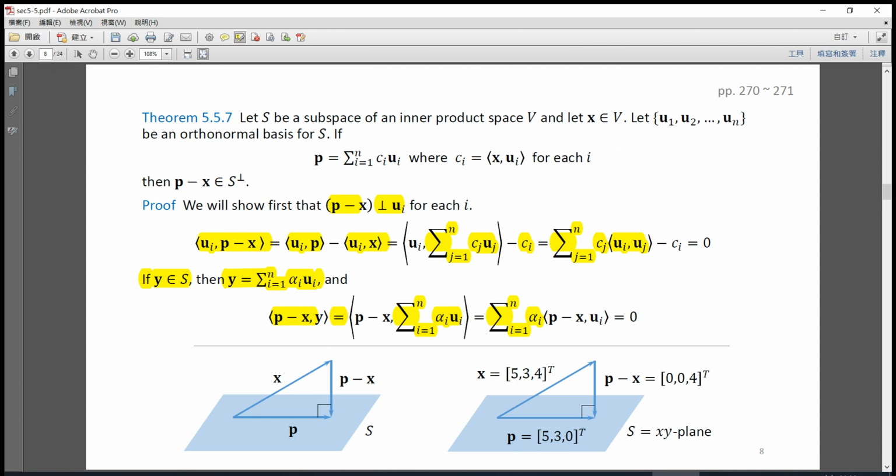So we have the summation of alpha i times the inner product of P minus X and Ui. Because we have proved that the inner product of P minus X and Ui equals 0 for each i, the summation equals 0, and therefore P minus X is orthogonal to Y, where Y is any vector in the subspace S, and therefore P minus X belongs to S perp, and the proof is finished.